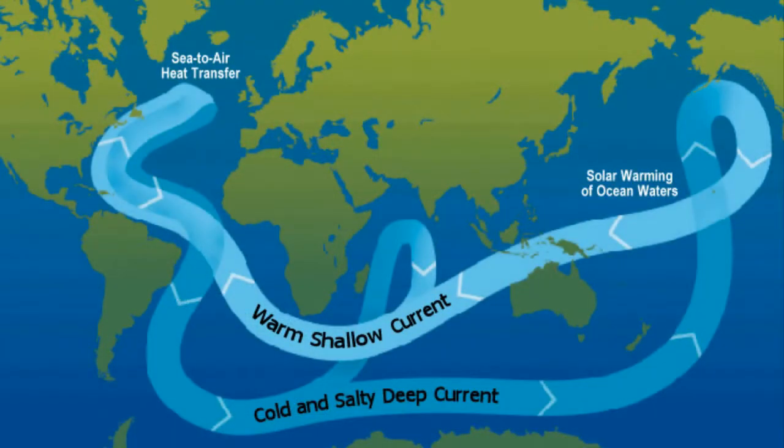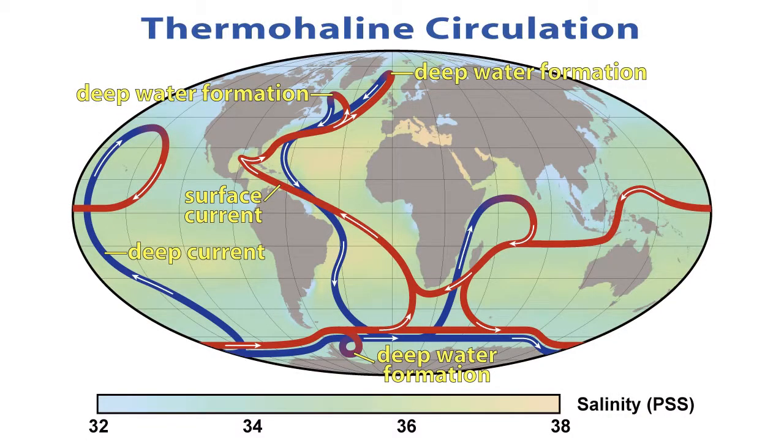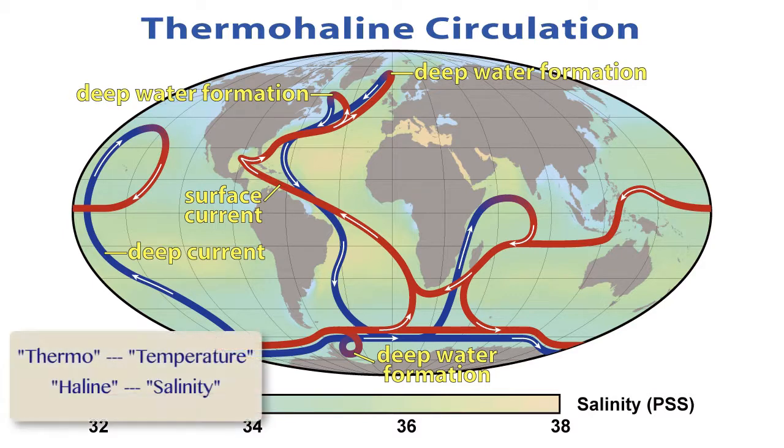Today we're going to do a demonstration on ocean currents. This is a demonstration to simulate the ocean's global conveyor on a very, very small scale. We will be observing the density and the temperature of water movement. This is called thermohaline circulation.